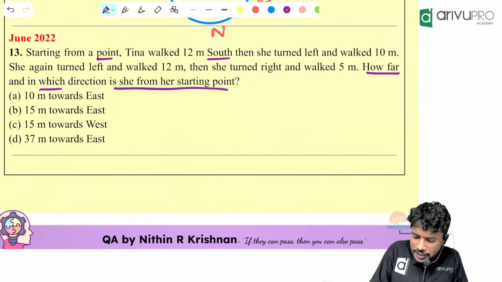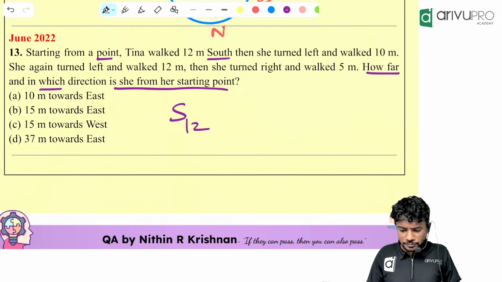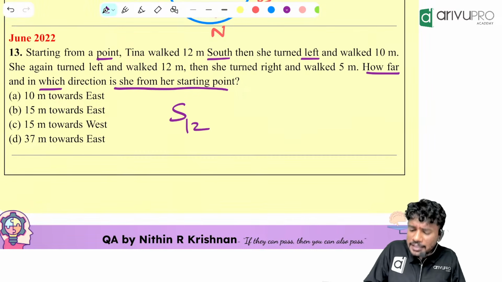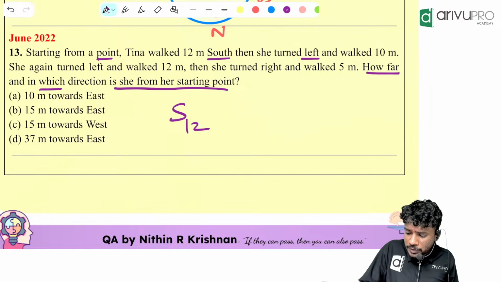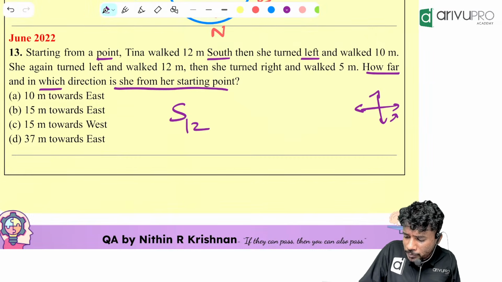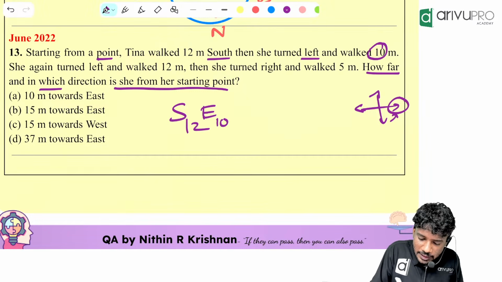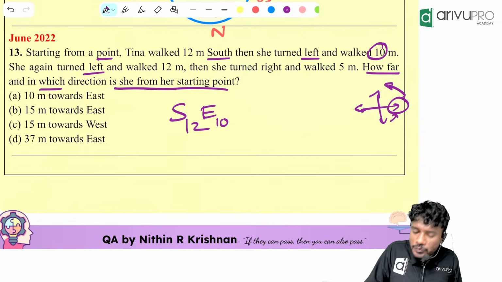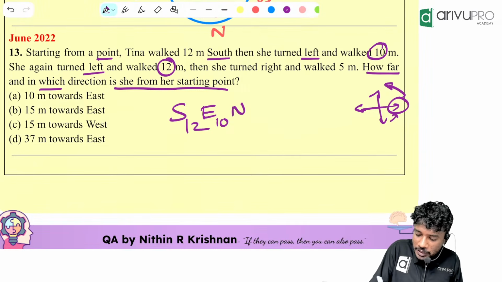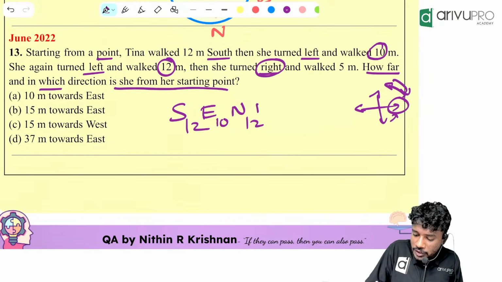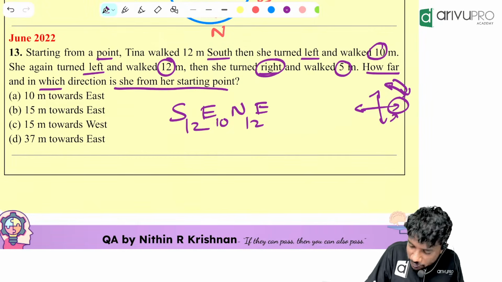Tina walked 12 kilometers south. Turned left. Left of south is what, people? Randomly I'll draw the direction for your info. Left of south is what, people? East. How many meter? 10 meter. Then turn left again. Left of east is what, people? North. How many meter? 12 meter. Turned right. Right of north is what? East. How many meter? 5 meter.